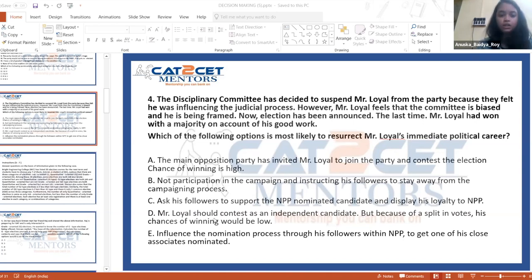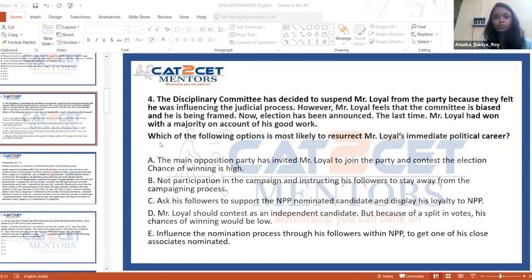Okay. Option E, influence the nomination process through his followers within NPP to get one of his close associates nominated. Again, a very irrelevant option, right? Because you're influencing the nomination process through his followers within NPP to get one of his associates nominated. Now, how is his political career going to be resurrected if an associate gets nominated, right? He's going to stay in the back end, right? His political career is not going anywhere with option E.